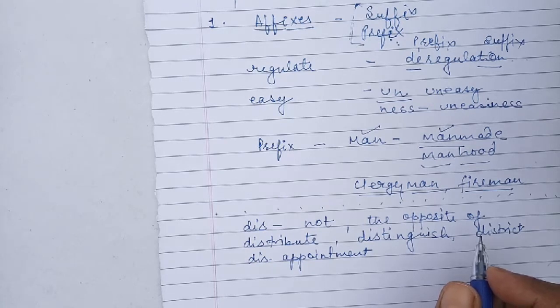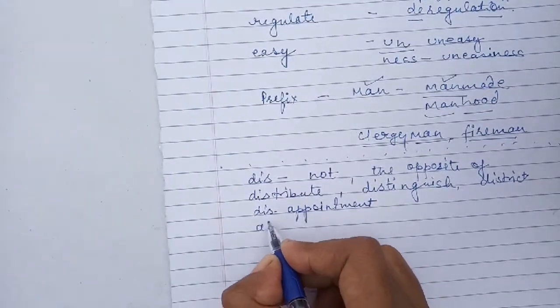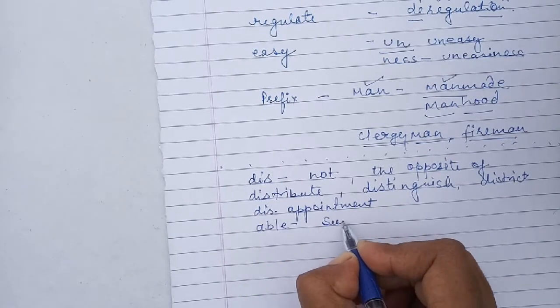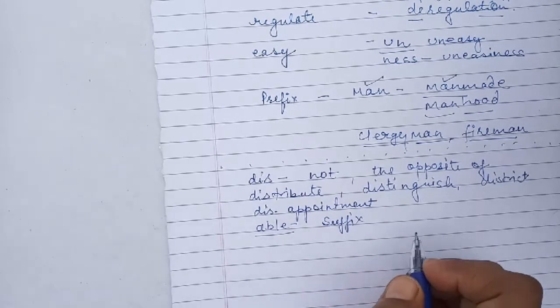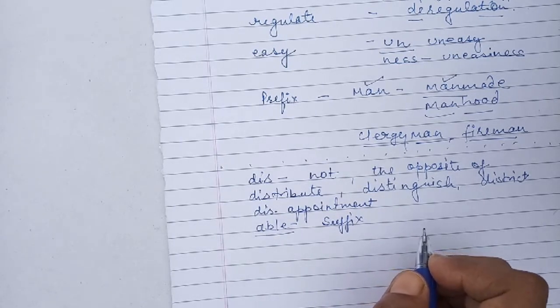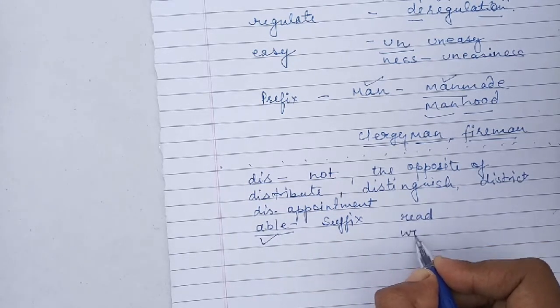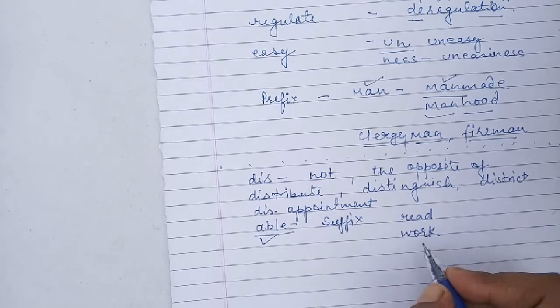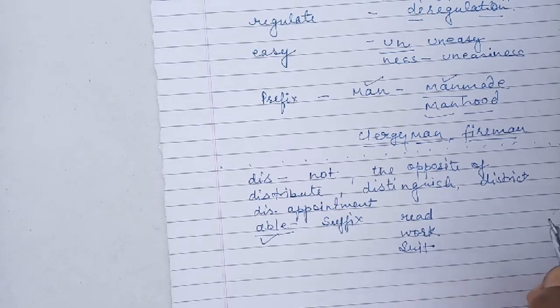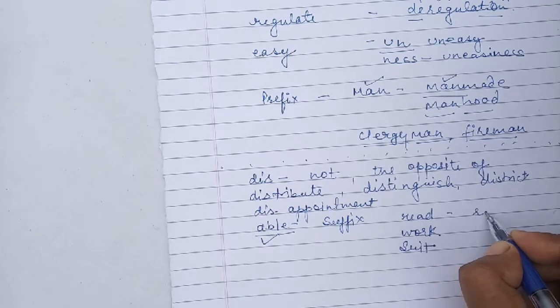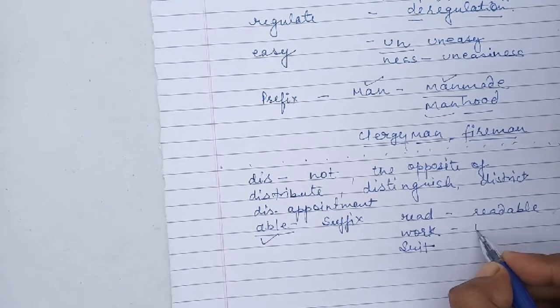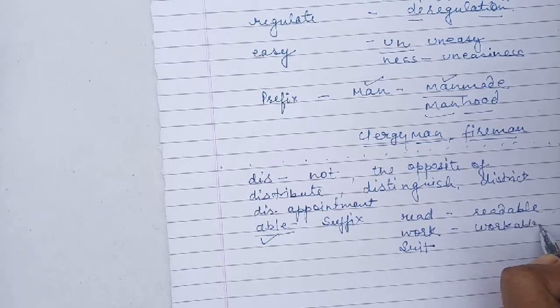Let us now see some examples of suffixes that change the word class. The suffix able, added to verbs like read, work, suit, changes them into readable, workable, and suitable.